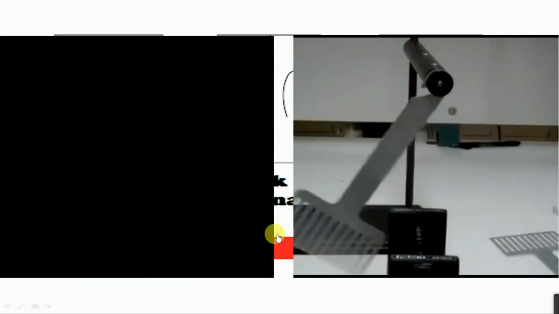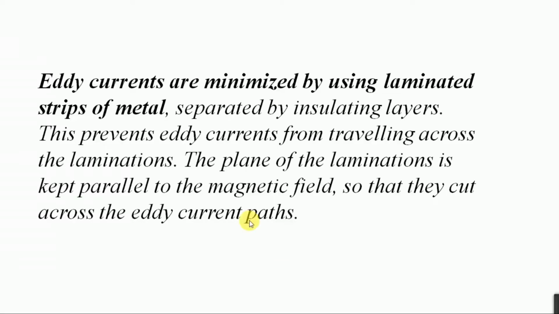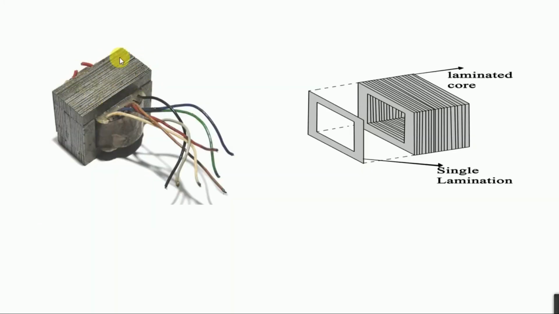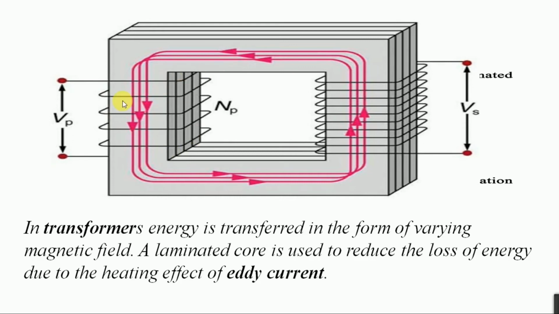So out here you can see it is not stopping as in the previous video. So by using laminated strips of metal, we can minimize the eddy current. So this is the real life application of laminated core. In a transformer we use laminated core because we need to reduce the eddy current. So let's see why we are using laminated core.